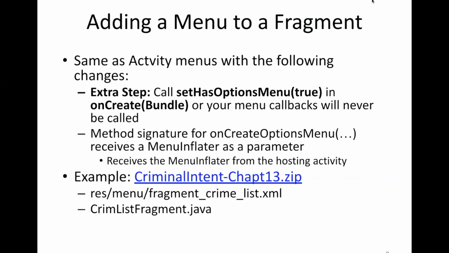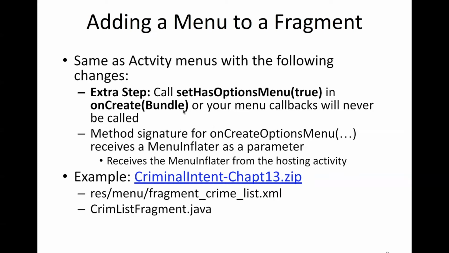And then the method signature is a little bit different in the onCreateOptionsMenu in a fragment. You receive a menu inflater as a parameter, and the reason for that is because when your fragment gets attached to an activity, you need the menu inflater that the activity is using, so it has to be passed into you. And so those are really the only two differences. As long as you do those two things, you can display a menu on a fragment. And in your case, you do need to do that.